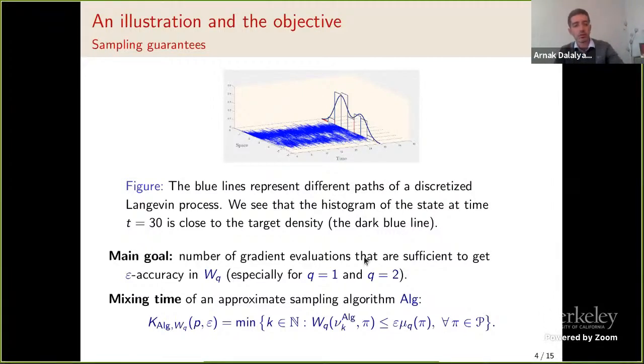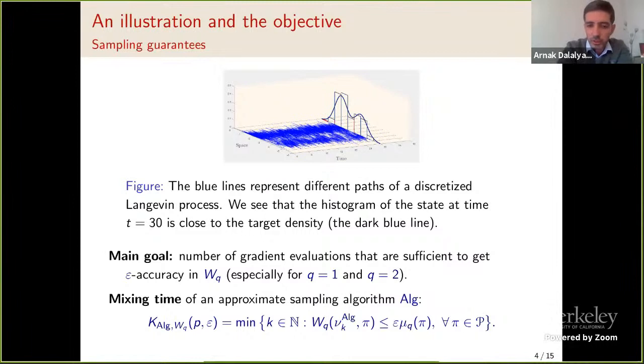So the main goal that we have here is to evaluate the number of gradient evaluations which are sufficient for getting an epsilon accuracy. Of course, we want to understand how this number depends on epsilon, but also how it depends on the dimension and how it depends on the condition number. I will go back a little bit later to what the condition number is. It's easier to understand in the case of strongly log-concave densities. It's a bit trickier for densities which are log-concave but not strongly log-concave.